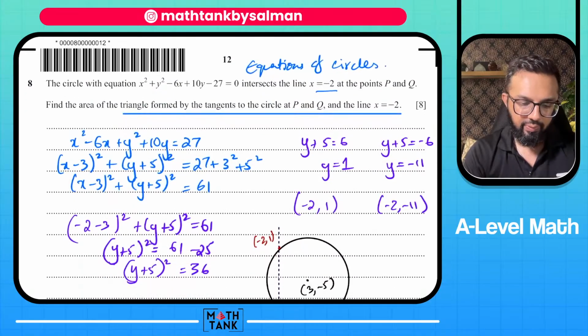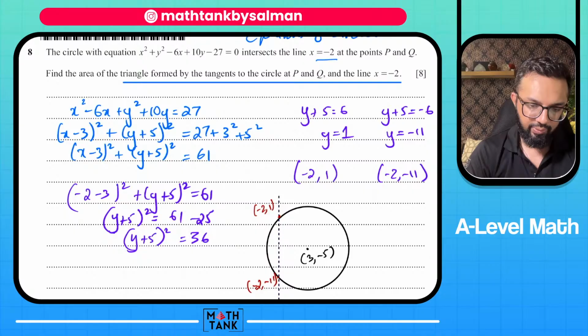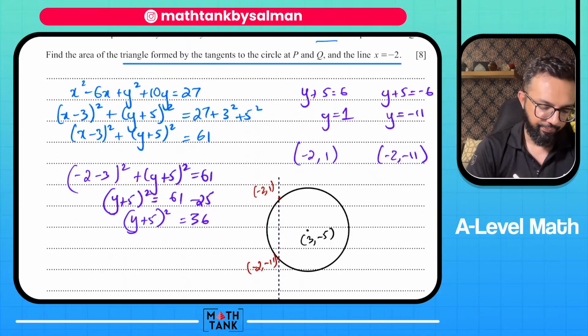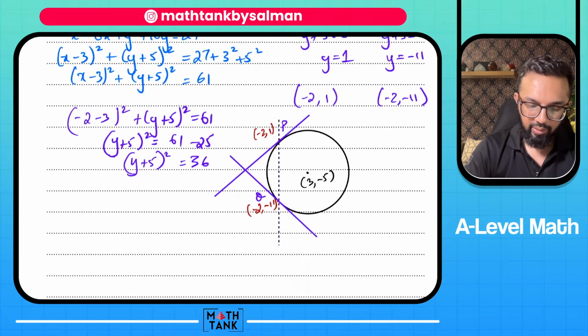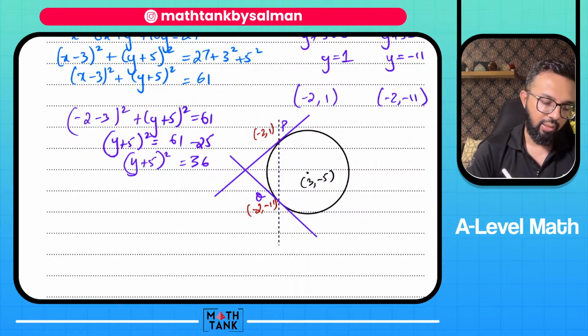Then it says find the area of the triangle formed by the tangents to the circle at P and Q and the line x equals -2. So I want tangents here and here. So I will have to do a lot of work. I will have to find the equations of these two tangents, and then I'll have to find the point of intersection as well.